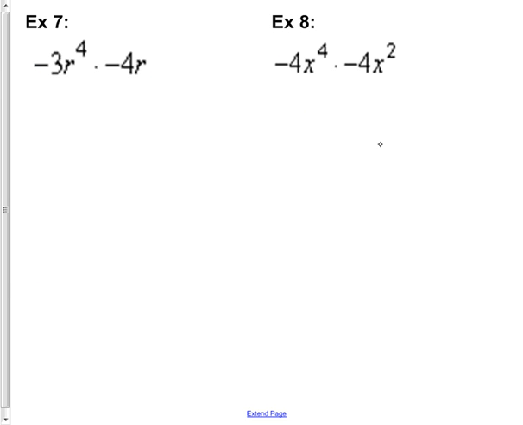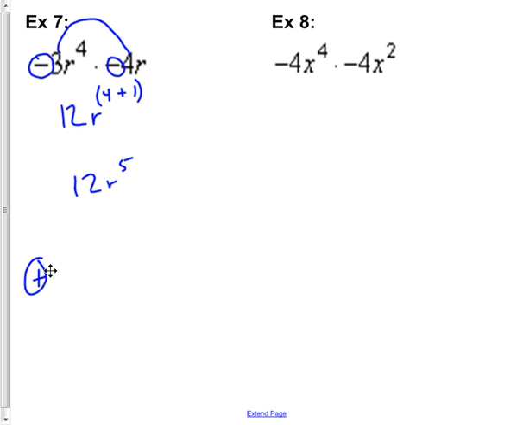Okay, so example 7. Again, first thing I'm going to do is I'm going to look at my negative signs. So since I have 2 negatives, I know my answer is going to be positive. I'm just making a little note down here. Now I can do 3 times 4, which is 12. And I have an r here and an r here. So r to the fourth plus, now whenever there's no exponent, I know that it's a 1. So I got to add that 1 also. So I have 12r to the fifth power. And since it was going to be positive, I know I'm going to be done right now because my exponent is also positive.